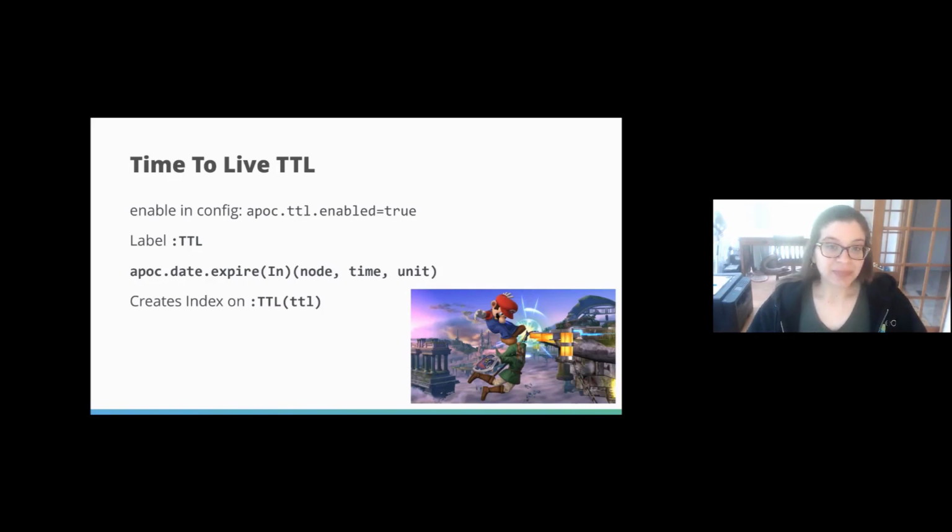And then what it basically does is it creates a label of TTL, and it'll create a property of TTL for all of the nodes that you want to add that to. And then you can call the apoc.date.expire or expire in. So I want to expire nodes after a certain time period, or I want to expire nodes after a certain date. And then you'll run that, and it'll create an index on the TTL label and TTL property.